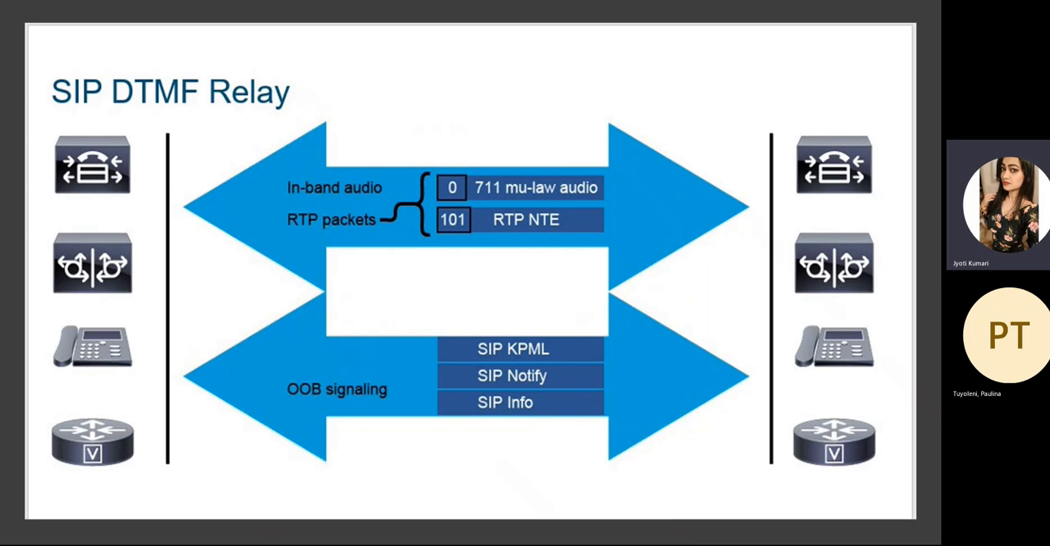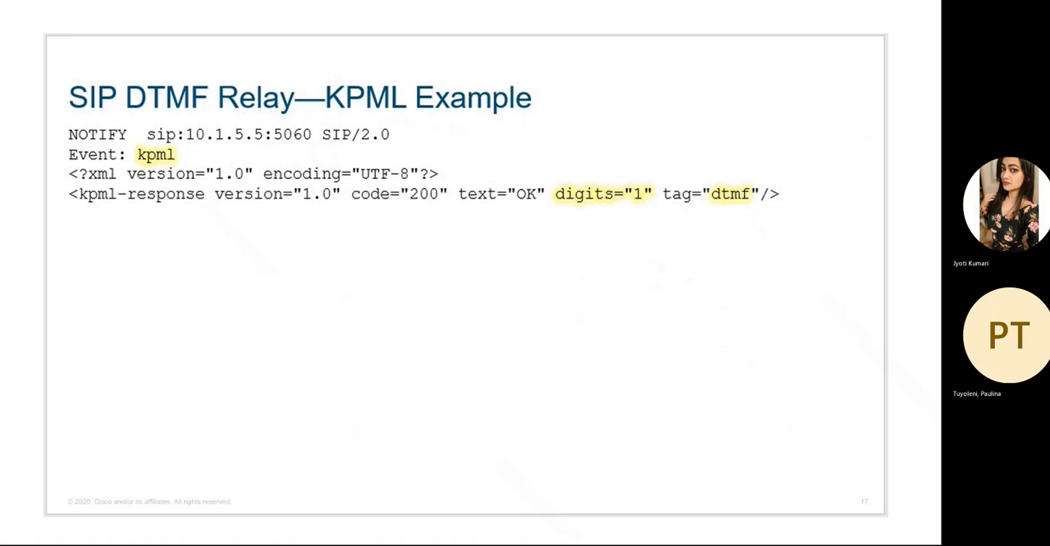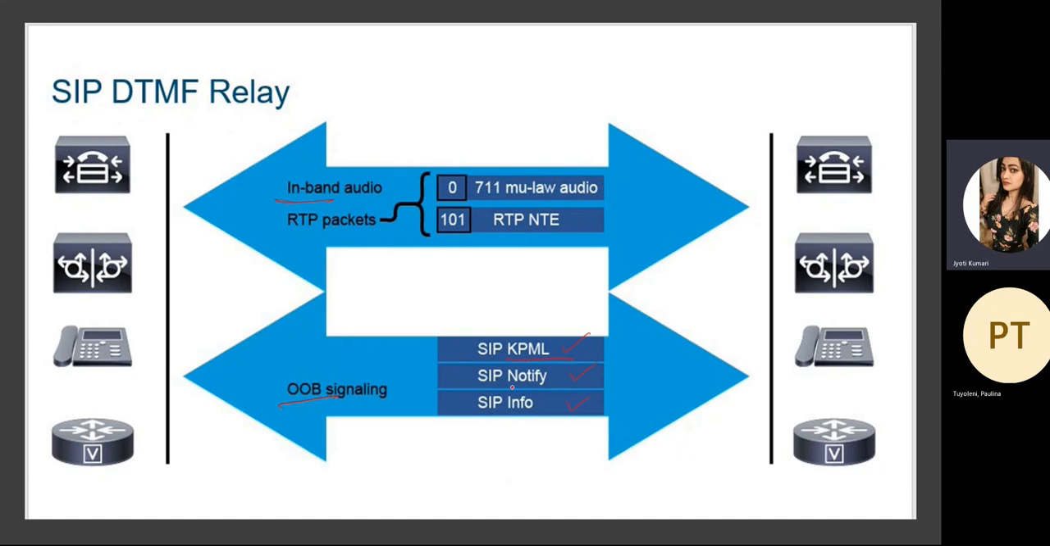So two types of methods are there, in-band and out-of-band signaling. In band, the audio as well as the input for the RTP stream is sent in the same packet. Whereas in out-of-band signaling, the audio and the RTP packets are sent separately. So there are different methods: SIP KPML, SIP NOTIFY, and SIP INFO. These are the DTMF relay methods. So here we see SIP out-of-band has KPML, NOTIFY, INFO. Different examples we'll see now.